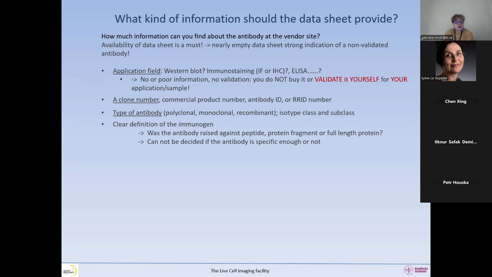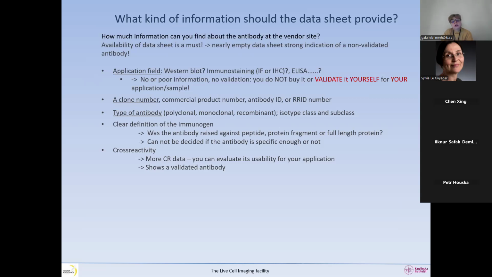Clear definition of the immunogen. Was the antibody raised against a peptide or protein fragments or the full-length protein? Again, if you don't know this information, you will have a hard time deciding if the antibody is specific enough or not, or understanding, for example, why you don't get a band in Western blot. Of course not, because it was raised against the full-length protein, which has a 3D structure.